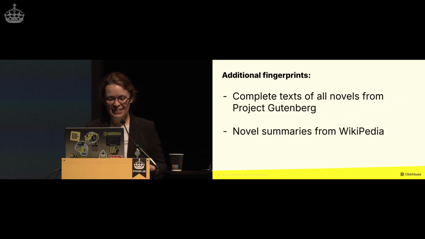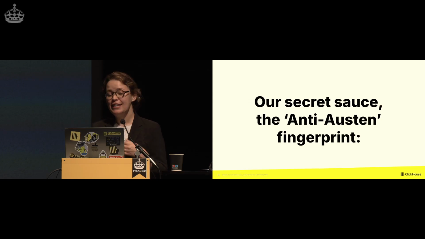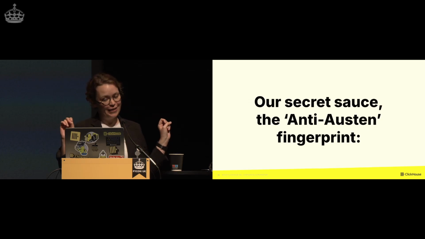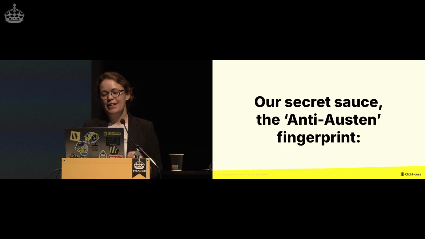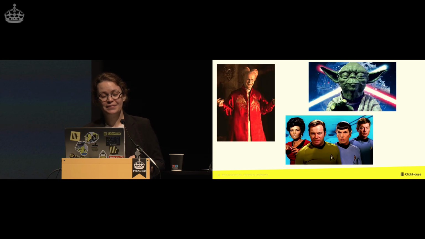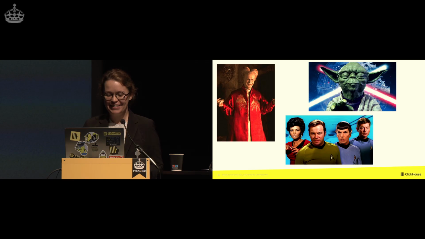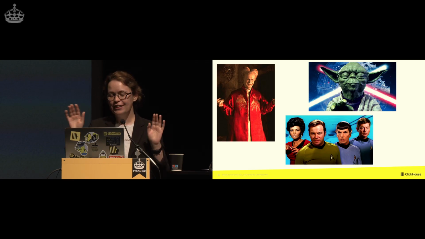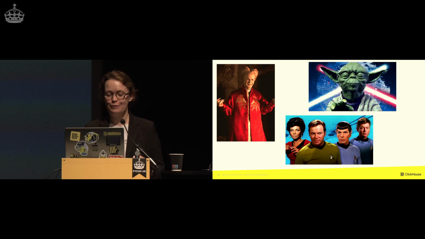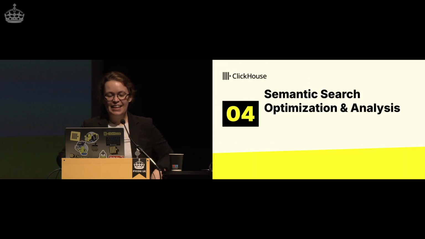All right. And then we've got our secret sauce, the anti-Austen fingerprint, which I made from things Jane Austen definitely did not write about. And that is Dracula, Star Wars, and Star Trek. I really needed that balance, and you will see why soon. Let's move on to semantic search, optimization, and analysis.